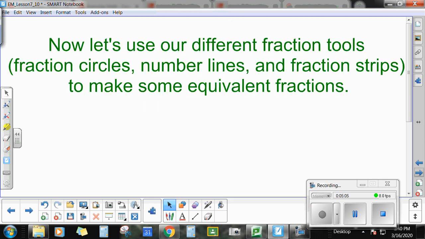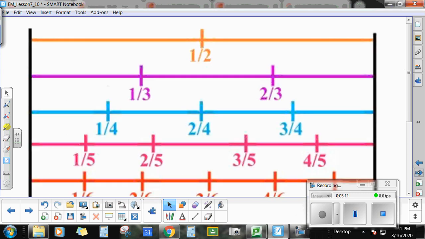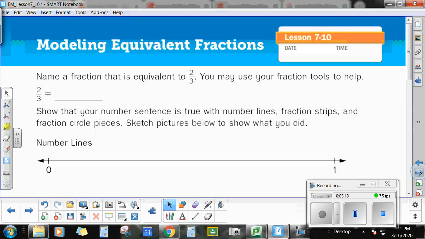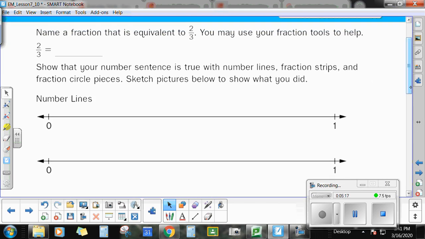All right, so now let's use different fraction tools, fraction circles, number lines, fraction strips, to make some equivalent fractions. Now guys, this is going to go back to, skip through a few pages here. This is going to go back to you being able to create tools yourself that are precise and accurate so that you can actually use them as tools, okay?